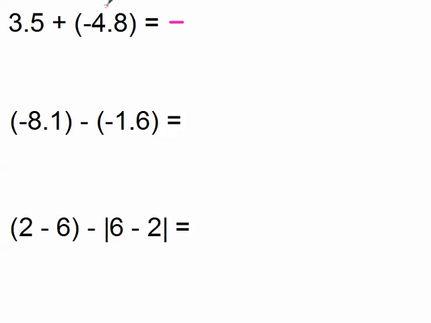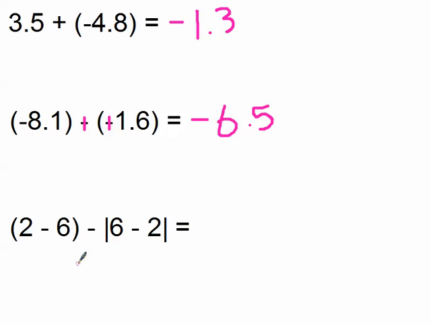Take 4.8, subtract 3.5, and I get a negative 1.3 is my answer. Down here, I have a negative minus negative, which is really adding a positive. Negative 8.1 plus positive 1.6. In terms of that army, the negative army is winning. So therefore it's going to be a negative number. How much they win by, subtract these two numbers, and I get 6.5.